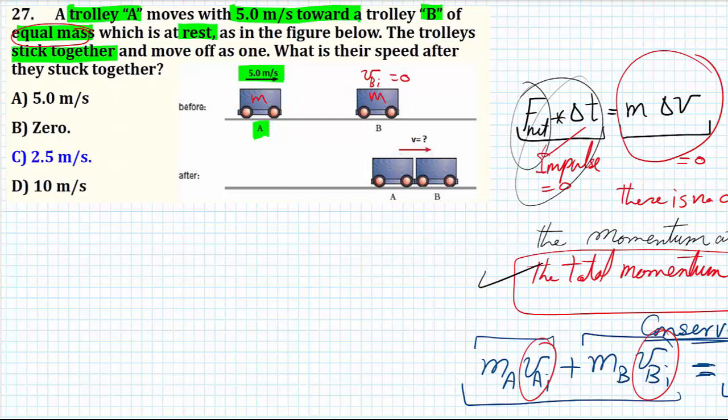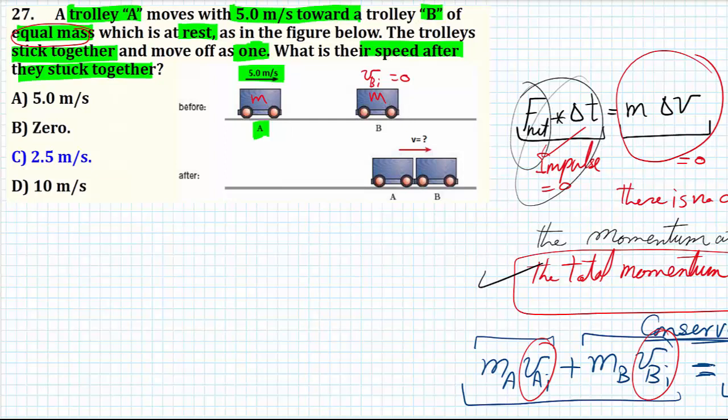The trolleys stick together. Stick means they attach to each other. They hold each other. So they will move as one object after the collision. The trolleys stick together, that means they will have the same velocity after collision, and move off as one. So they moved as one object. What is their speed after they stuck together? Like find their speed after the collision.